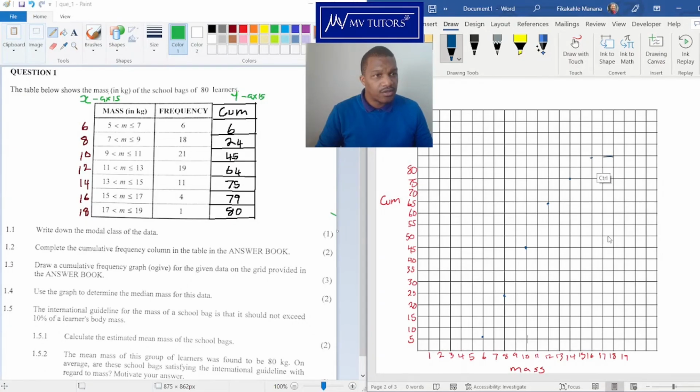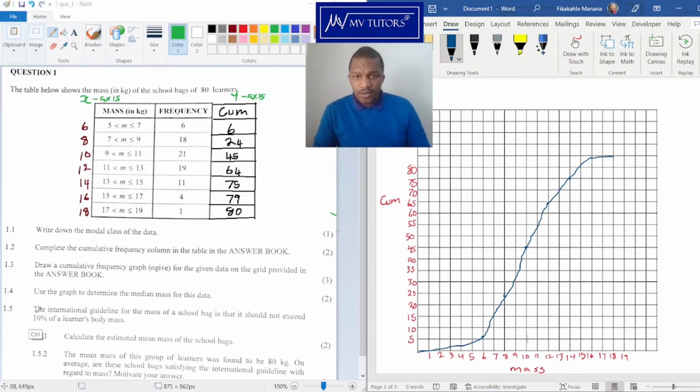Right there. Okay, let's try to join them. Nice smooth curve. Look at that. Let's go through each and every point. Very important. Look at that. It has to go to 0 right there. Okay, something like that. Well, there we go.